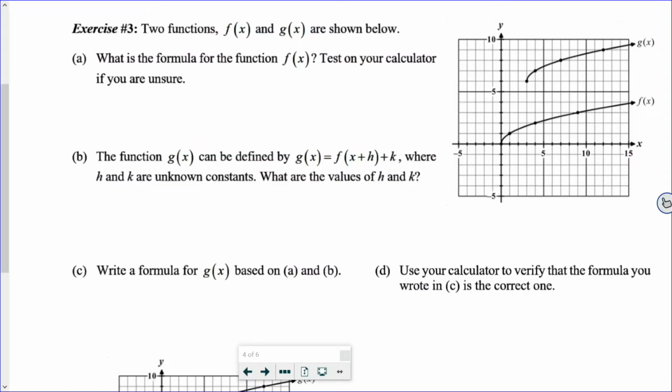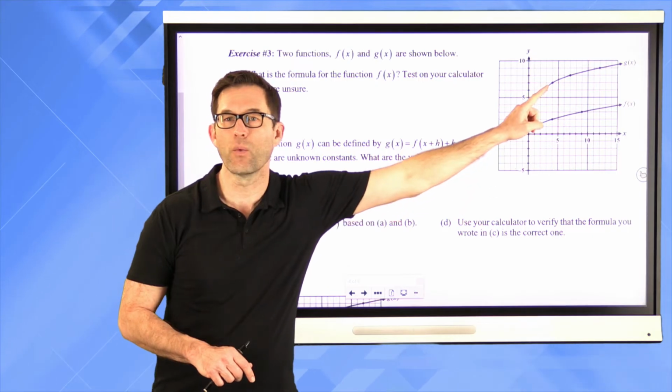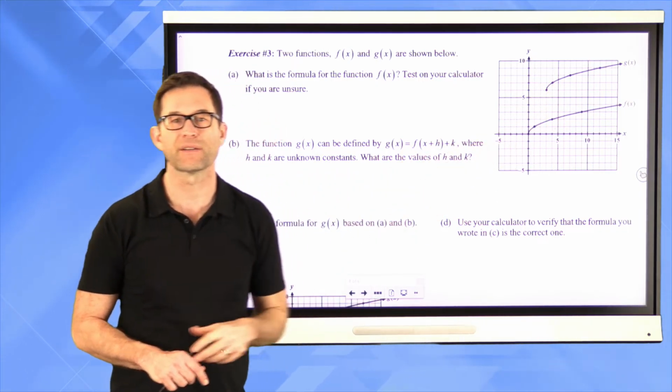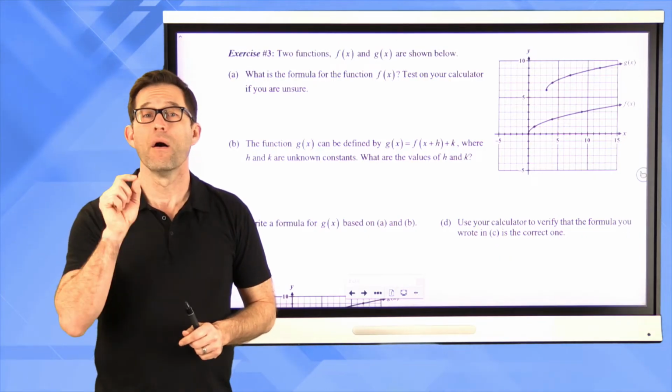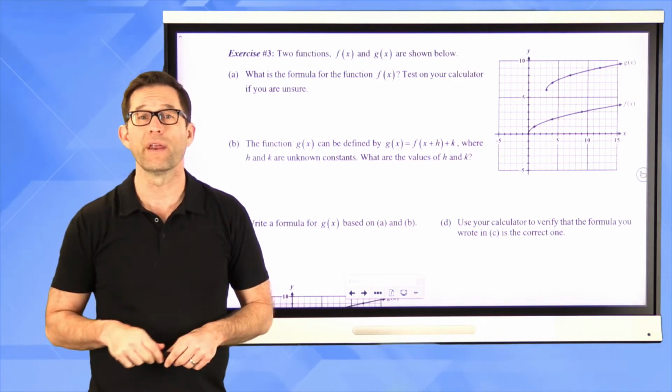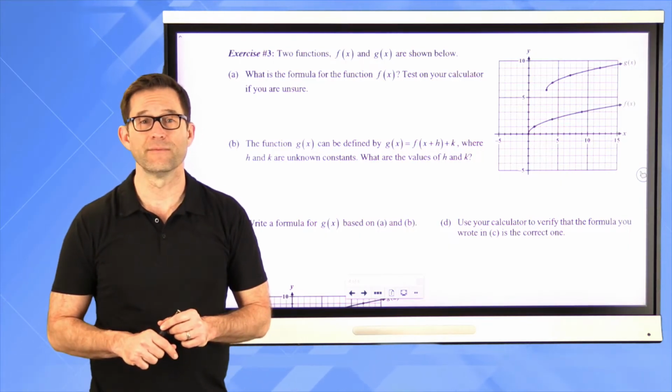Two functions, f of x and g of x, are shown below. All right. Letter A, what is the formula for the function f of x? Test on your calculator if you're unsure. In other words, I want to know what the formula of this function is. Don't worry about g of x, only f of x. So you should know what the formula of that function is now. Pause the video and see if you can write it down. F of x equals what? Pause the video now.